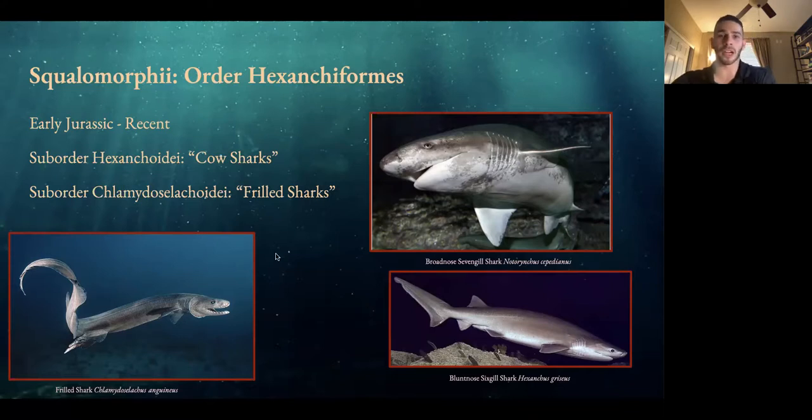These are all very primitive looking sharks. They're known for having more than five pairs of gill slits. So you have six or seven. They're the only known sharks that have this, with the exception of one that we will look at later on. They also only have one dorsal fin. Most sharks tend to have two, with the exception of the onefin catshark that belongs in the Carcharhiniformes, though this is just due to convergence.